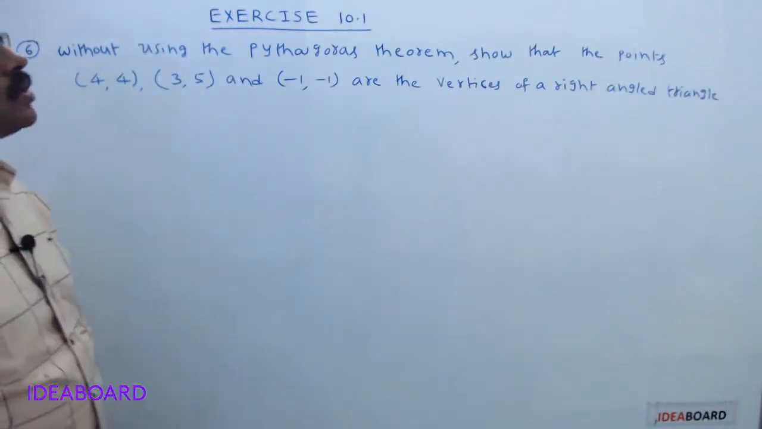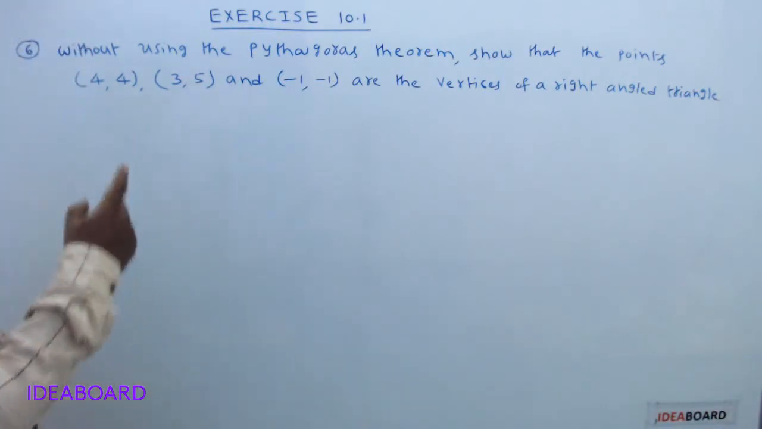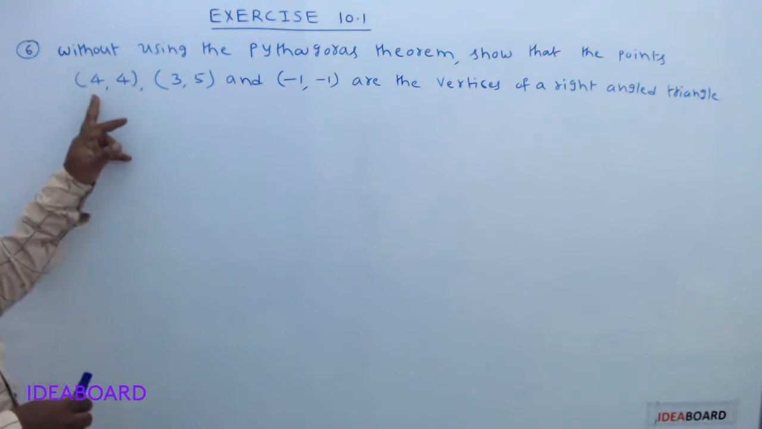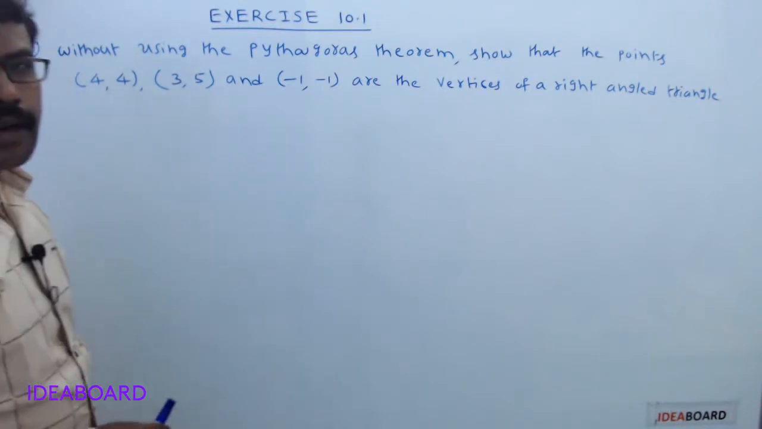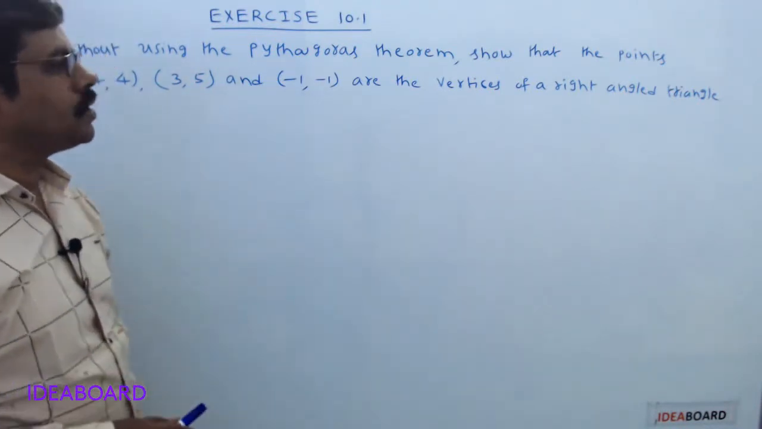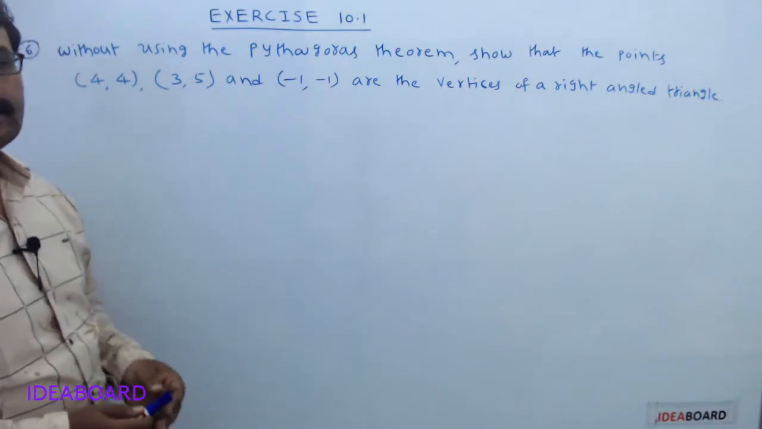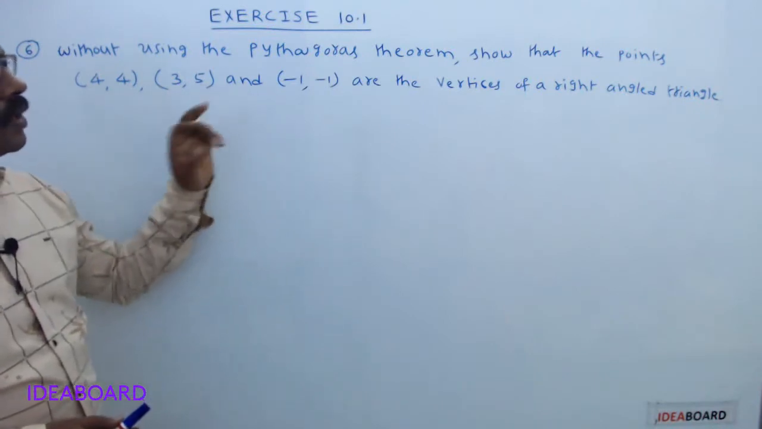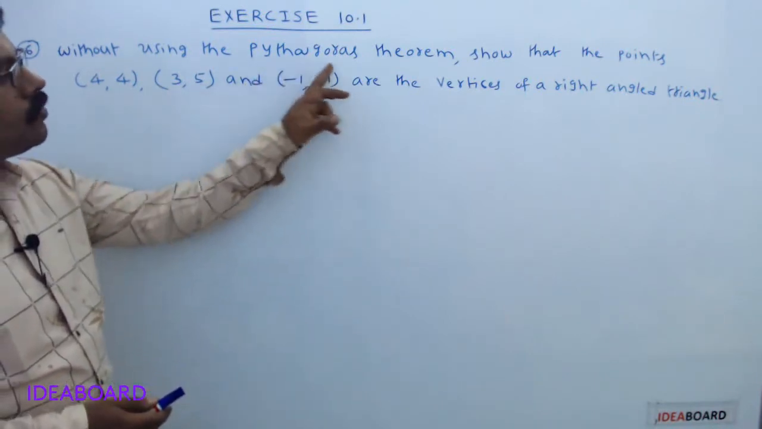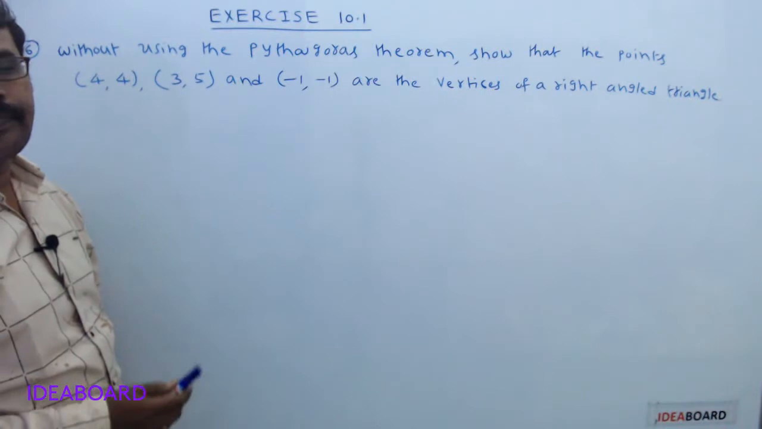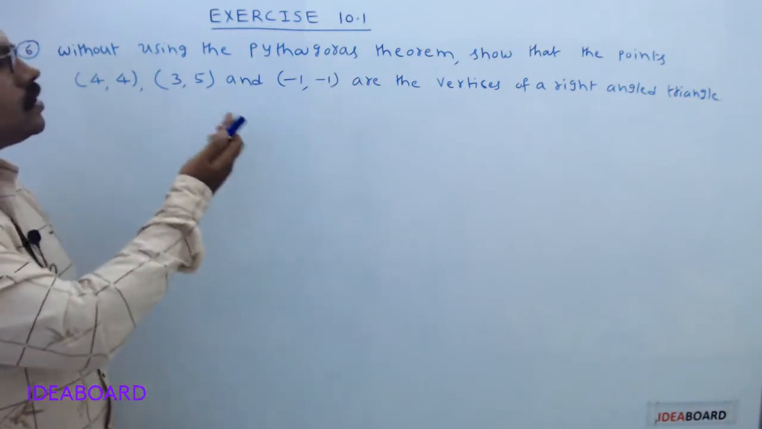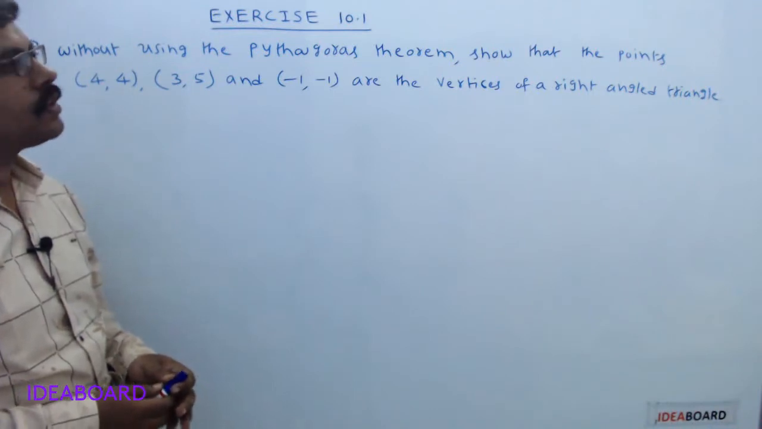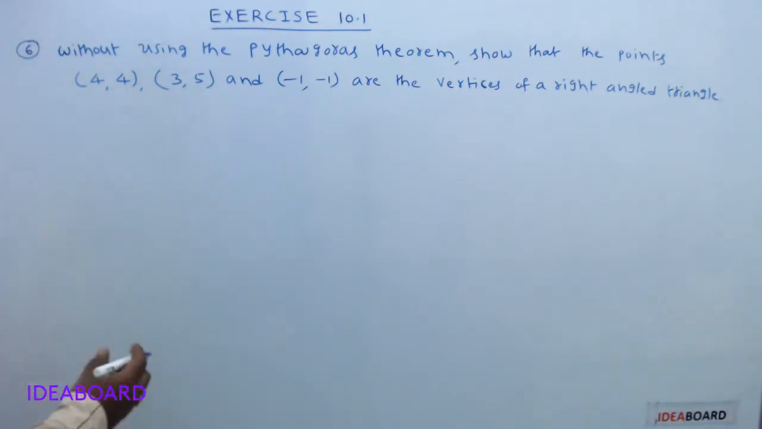Now come to the next question. Without using the Pythagoras theorem, show that the points (4, 4), (3, 5) and (-1, -1) are the vertices of a right angle triangle. Here vertices of the triangle are given, but without using Pythagoras theorem, we have to prove these 3 points form a right angle triangle. Now come to the solution of the problem.